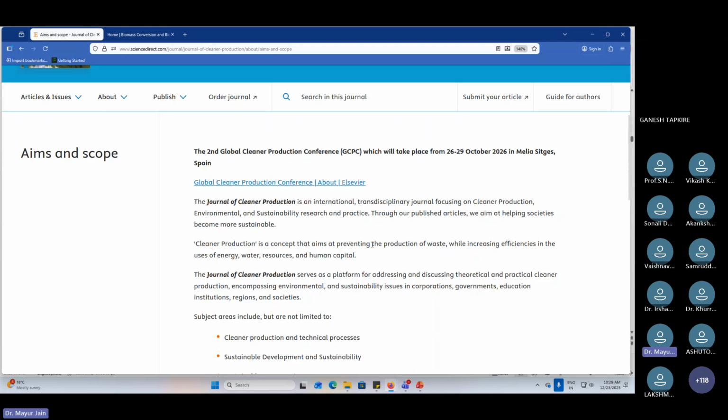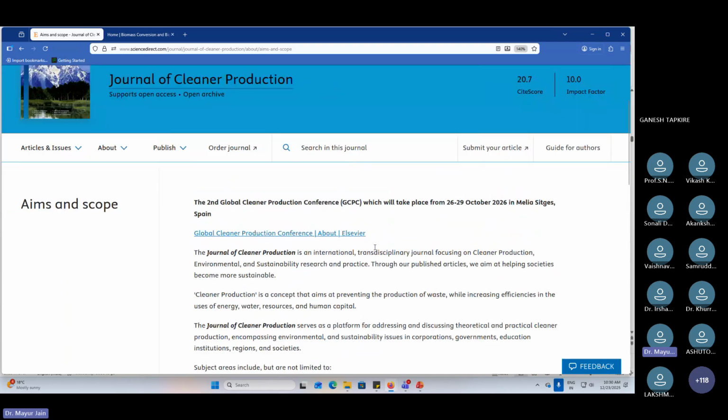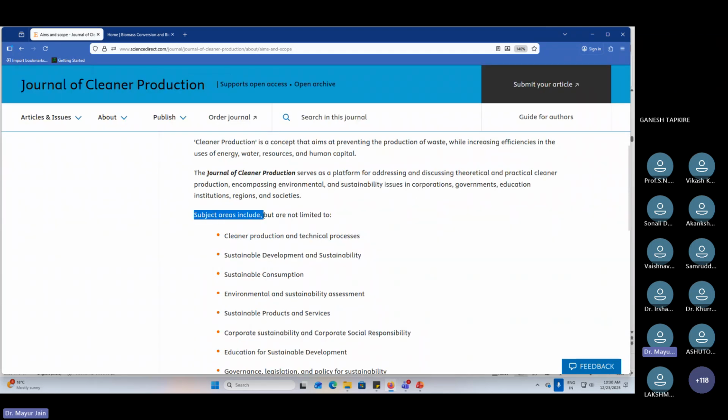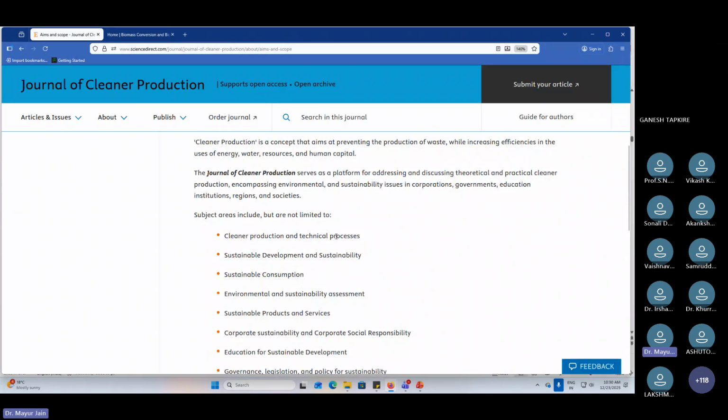If you see that your work is relevant to this aims and scope, then only you should proceed for the publication. For example, here they have mentioned aims and scope, and you can see these are some of the areas they include, but are not limited to. Sometimes we think that only these areas are given, so we should not publish it, right?